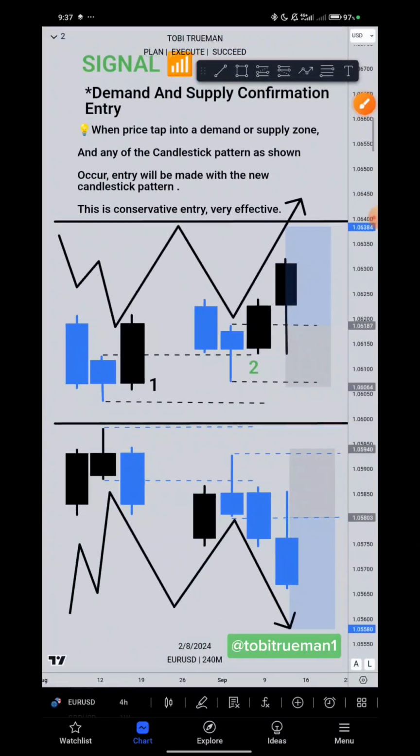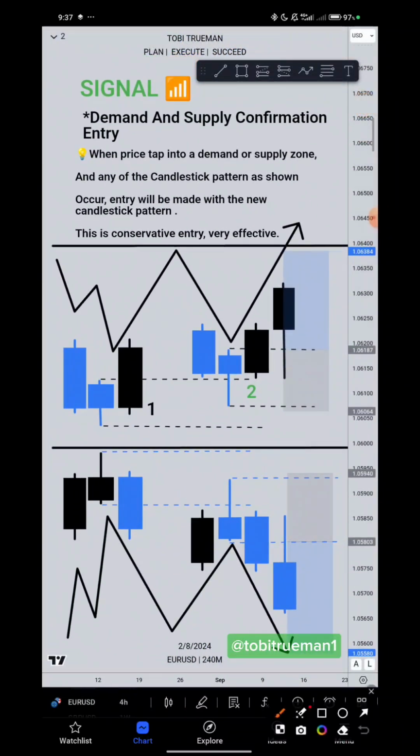When any of those things happen, entry will be made with the new candlestick pattern. Okay, now this is a conservative entry and very effective. What I'm saying in plain English is, first of all, we know that this is our demand zone. Price has given us a morning star candlestick pattern there.